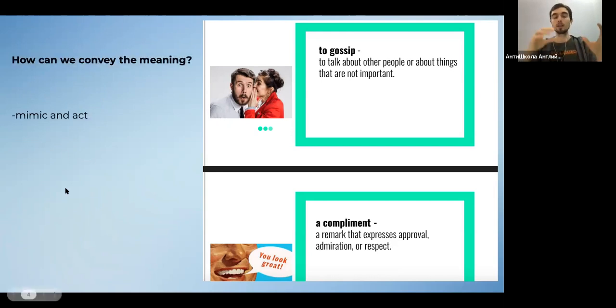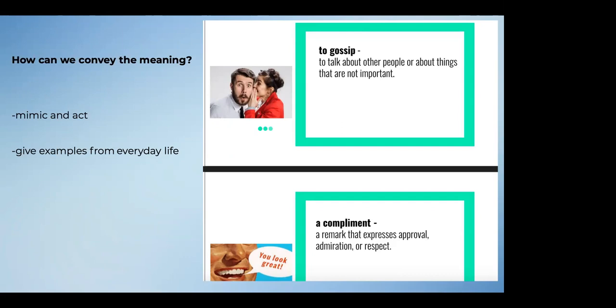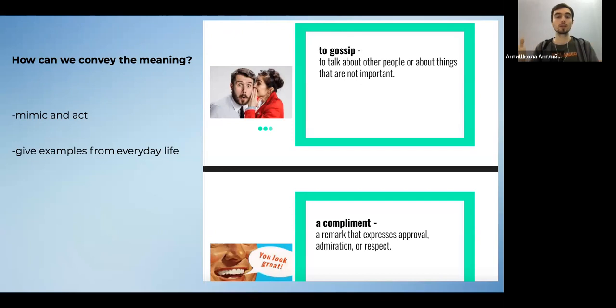So we can also mimic, we can act. Yes, of course, probably just mimicking and acting at first will be kind of confusing. About gossiping, they will say, oh, what are you doing, whispering? And then you would probably ask some concept checking questions. Oh yes, whispering about other people, but they don't like it. Something like that. Give examples from everyday life, this context, because as we mentioned before, we lived through the words. We lived through every word, through each item.